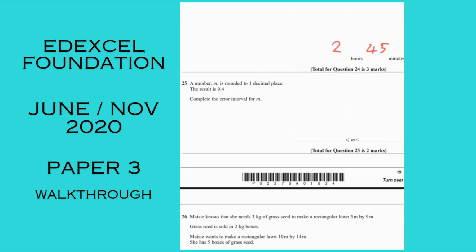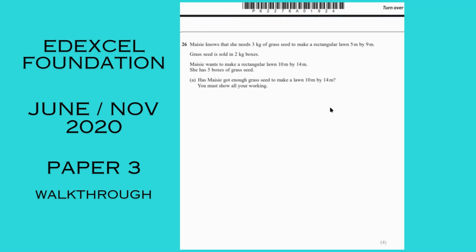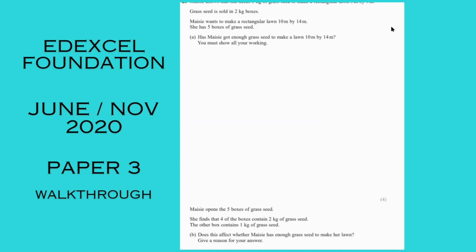Number 25, errors bound, whatever you want to call it. Error interval. If something's rounded off to 1 decimal place, that's like saying nearest 10 pence if it's cash. So you need to go up and down by half the rounding amount. So if you have rounded to nearest 10p, you need to go up and down by 5 pence. So add 5 pence on, take 5 pence away. Don't overcomplicate.